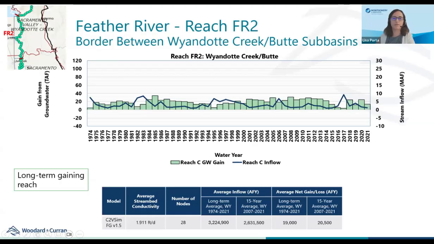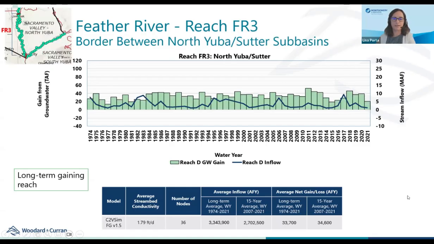Reach 2, between Wyandotte Creek and Butte Subbasin, is always gaining over the long term. That's all we have to say here. It's actually not changed much in the last 15 years. It's always the same, so it's a very stable system. And then same thing with the next piece, the North Yuba Sutter River. It's always gaining. The long-term average trend is not changing much at all, so stable as well.